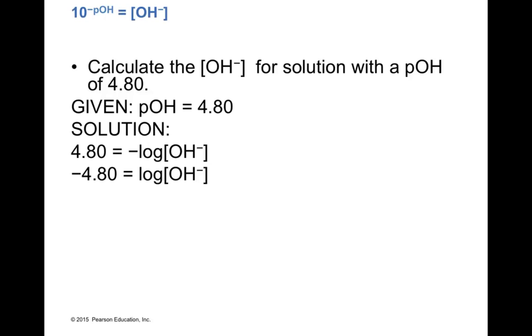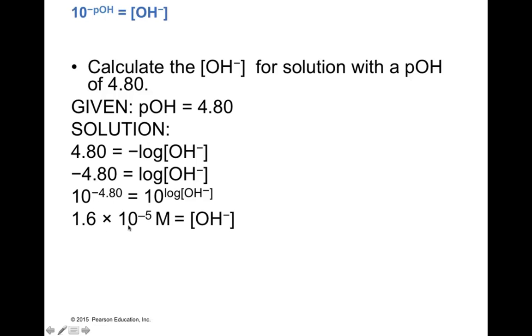And now we apply the power of 10. So we can have here that 10 to the minus 4.80, okay, is going to be equal to 1.6 times 10 to the minus 5 molar. And this is going to be equal to the concentration of OH. So just put this value here, and you're going to find out the concentration of OH.